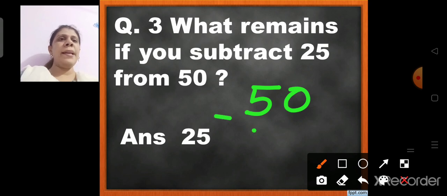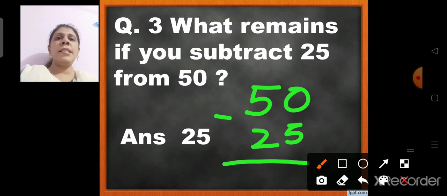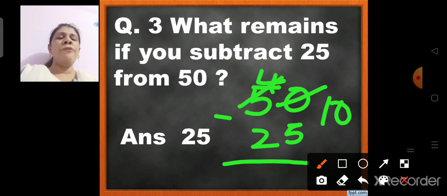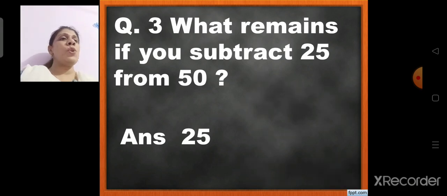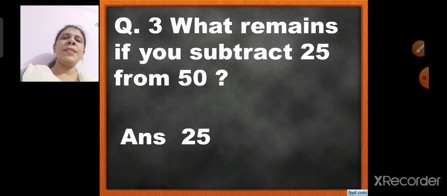50 minus 25. Now, this 0 will become 10, and we borrowed 1 from 5, so 5 will become 4. So 10 minus 5 is 5. 4 minus 2 is 2. Correct. It means if we subtract 50 minus 25, we get our answer 25. So what remains if you subtract 25 from 50? The answer is 25.